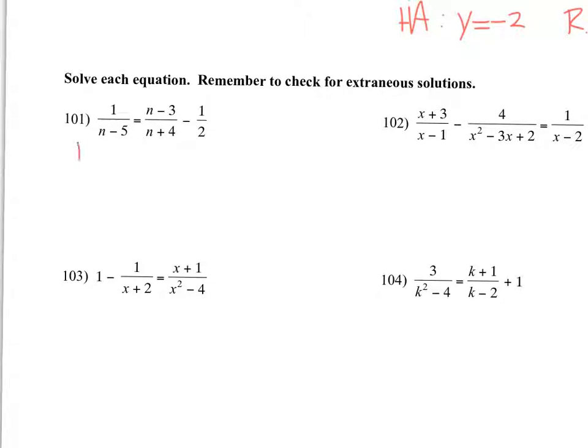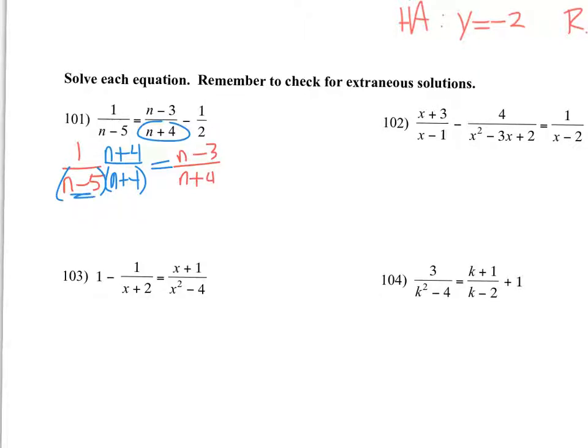For number 1, we've got 1 over n minus 5. I'm going to multiply by n plus 4 on the top and bottom because I'm missing that part of the denominator. I am not going to multiply the bottom out because I know I'm going to cancel my denominators out in a minute. Okay, that's going to be equal. On the other side, we've got n minus 3 over n plus 4.